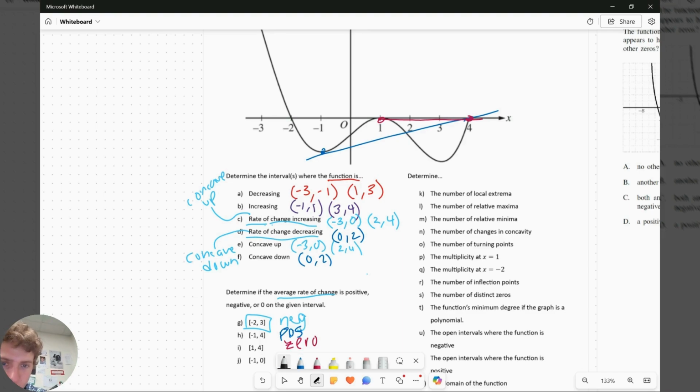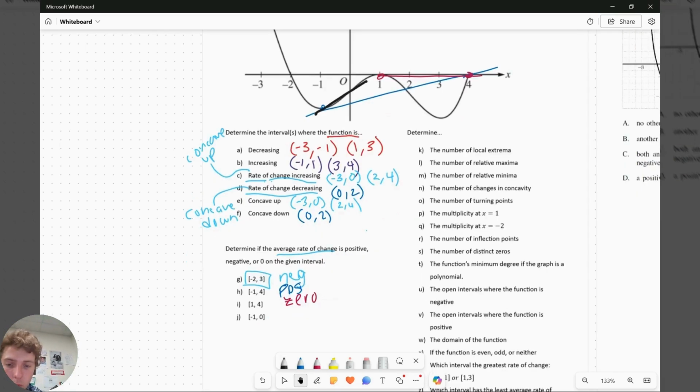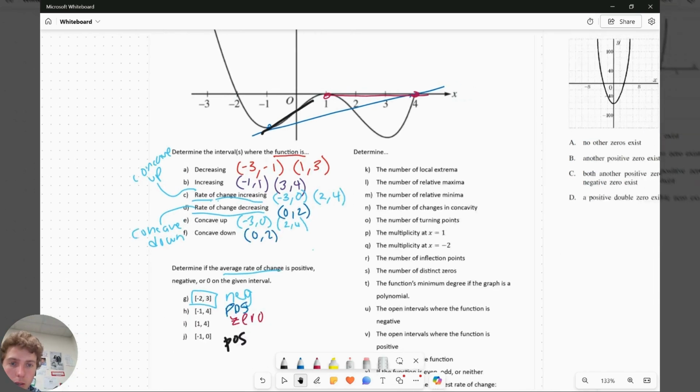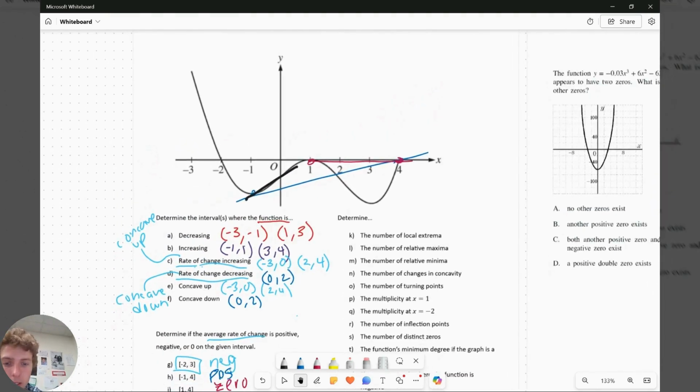And then the last one, -1 to 0, does look like it would go up during that time, so I'd put positive for that last one as well. Okay. Looking at this next slide.